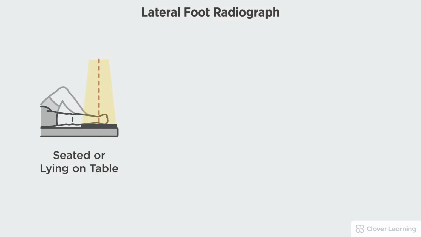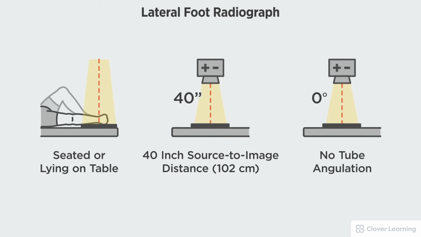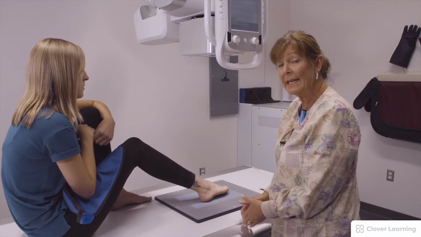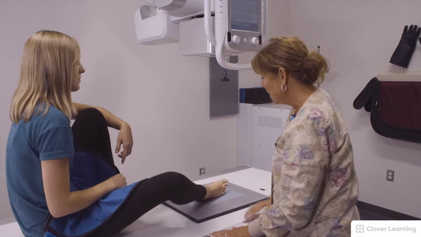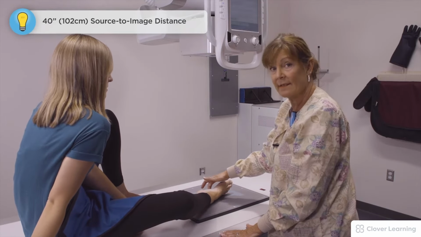In this view, we will be demonstrating the lateral foot. The lateral foot should be performed with the patient seated or lying on the radiographic table, with the image receptor placed tabletop, a 40-inch source-to-image distance, and no tube angulation. And the last one is the lateral. It is actually a medial lateral. We're going to turn your knee all the way over here to the side. Central ray goes in the medial side of the foot and it exits the lateral side.